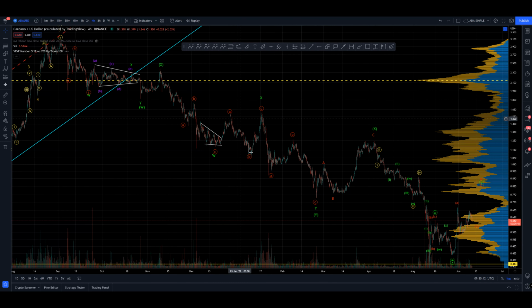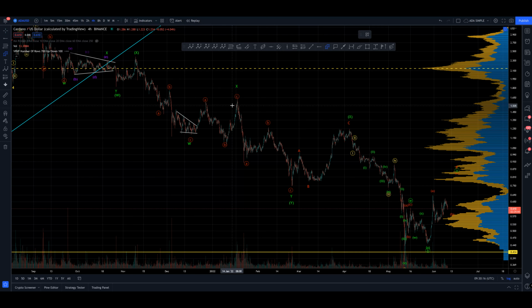A flat here for the X wave, and then we get another zigzag. Right, 5, 3 and 5 again. This is our Y at minor degree into our Y at intermediate degree.